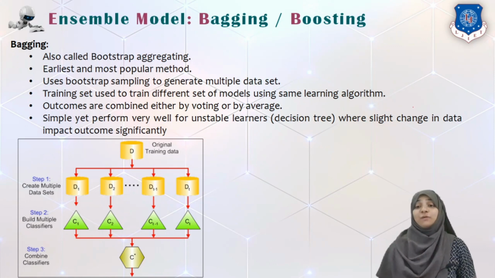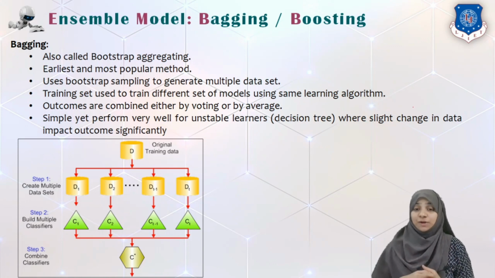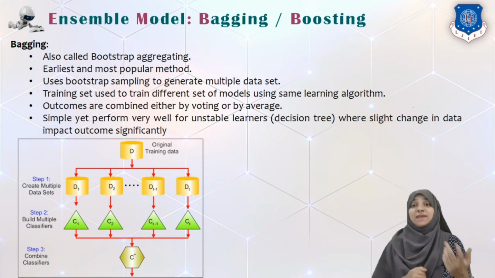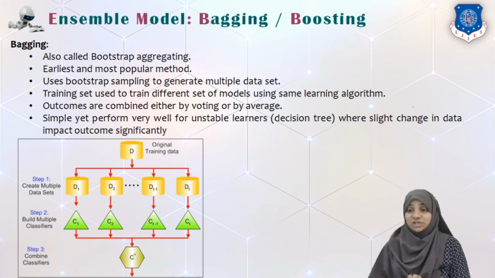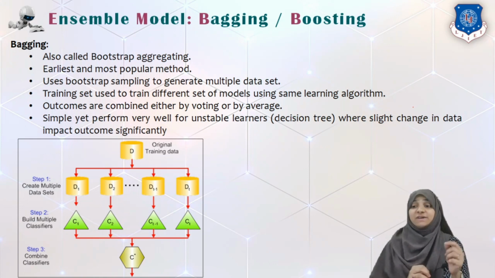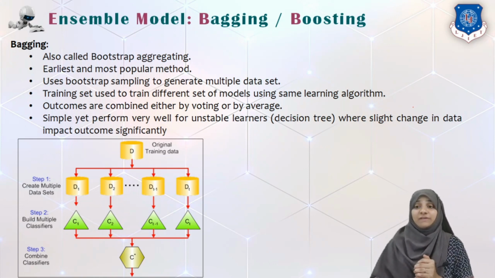And the outcome from each of these algorithm models is later combined either by voting or by taking an average. The method of ensembling, that is bagging, is very simple, but it performs very well for unstable learners such as decision trees, where changing a small criterion can also impact the outcome very significantly.